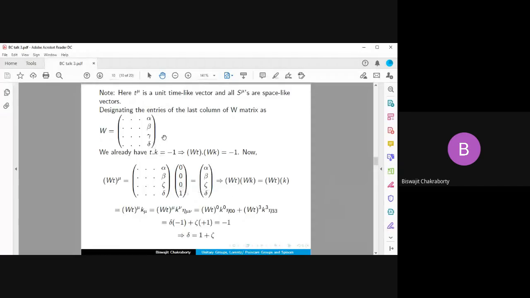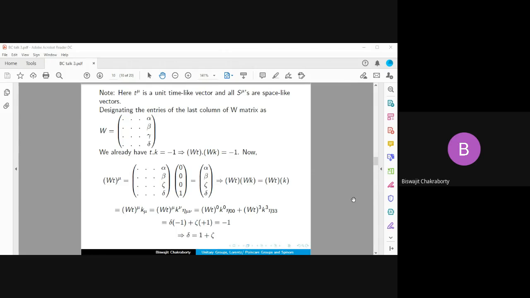So yeah, this change. Okay. So now you employ these things. W mu. So you have Wt dot Wk will be also minus 1, and you will recover the last column, alpha, beta, zeta, delta. Also, T dot K was minus 1, so Wt dot Wk is also minus 1. So you just simplify it, you will get just Wt, because you now apply Wk is K itself, because it's the definition of the little group.